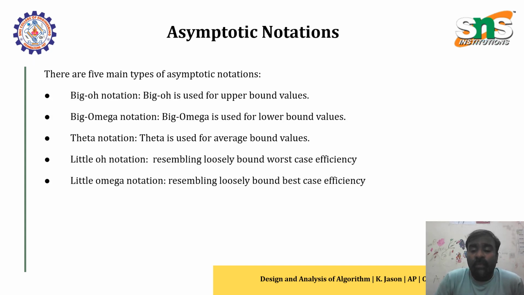There are five main types of asymptotic notation. One is big O notation, big omega notation, theta notation, little o notation, and little omega notation. Big O notation is used for upper bound values. Big omega notation is used for lower bound values. Theta notation is used for average bound values. Little o notation represents a loosely bound worst case efficiency, and little omega notation represents a loosely bound best case efficiency. So let us discuss each and every one, starting with big O.